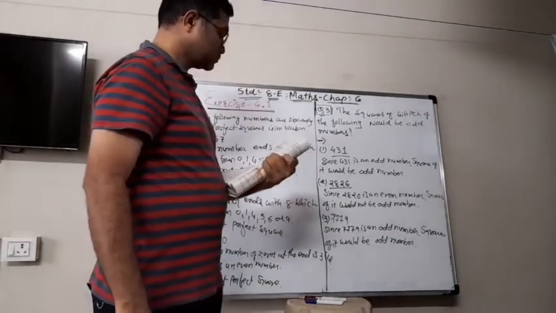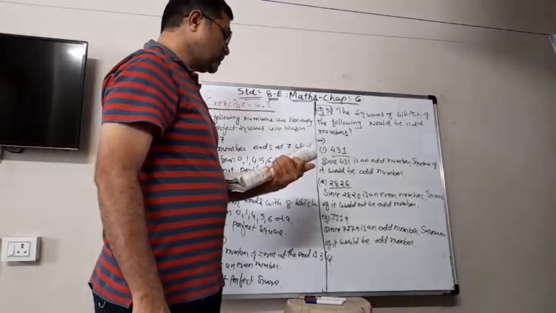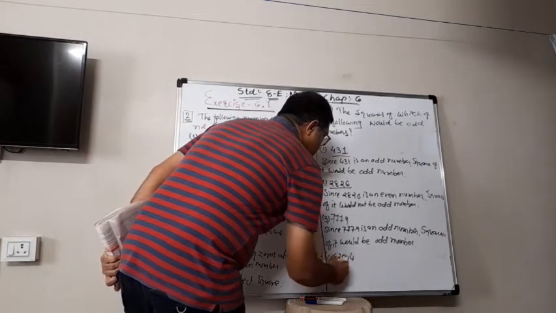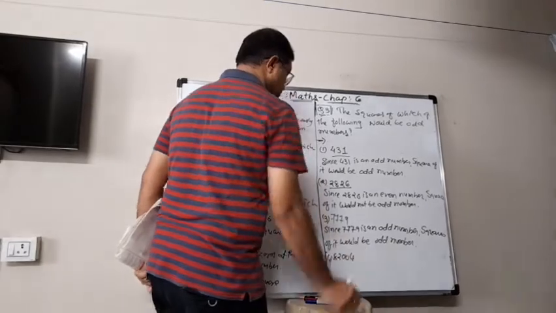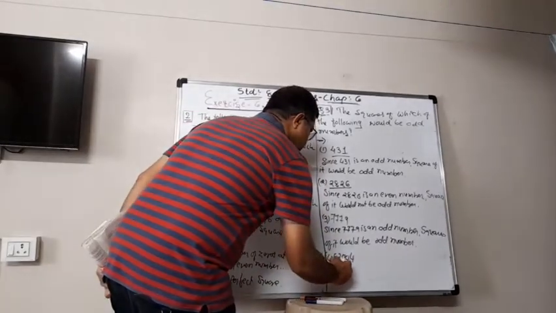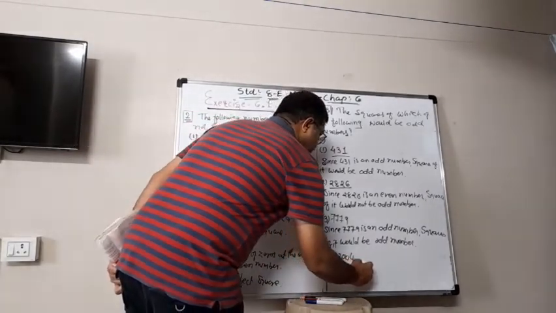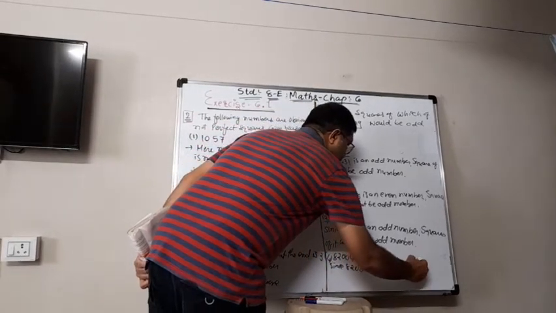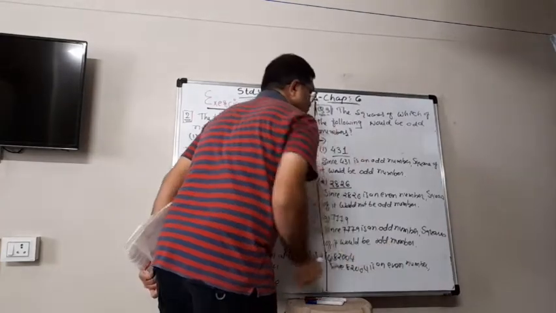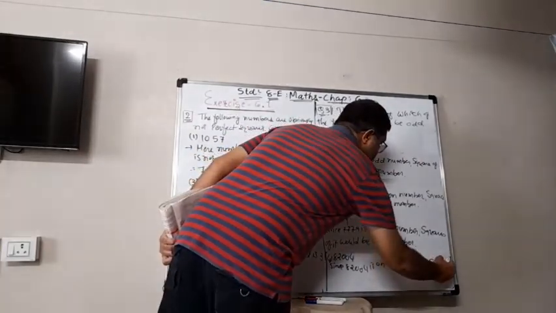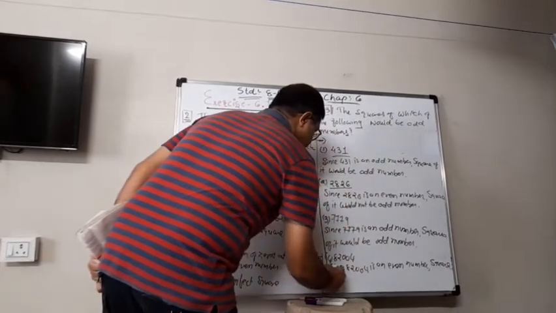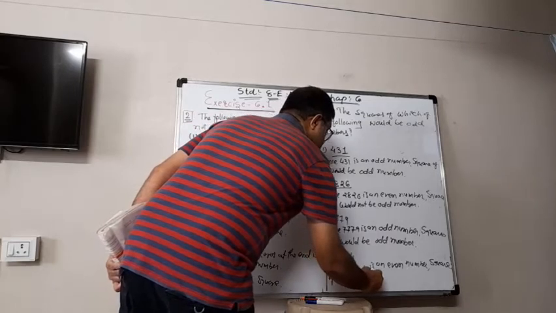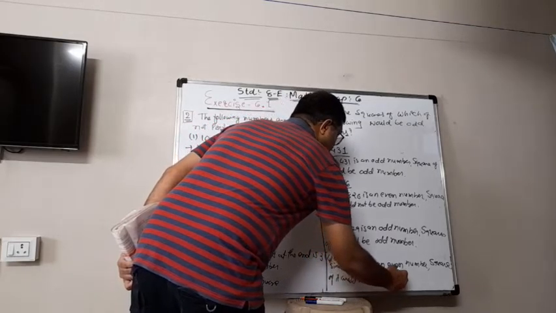Fourth one, 82004. Here you can see that it is an even number. So since 82004 is an even number, the square of it would not be an odd number.